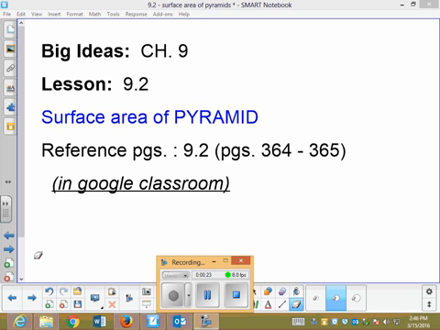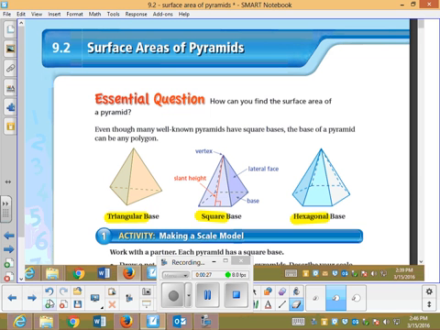All right, so we're going to start off with talking about what a pyramid is. In the next slide, I'm going to show you what a pyramid is. A pyramid can come in many different forms. Now, all of their faces will be triangular. So triangle, triangle, triangle, and so on.